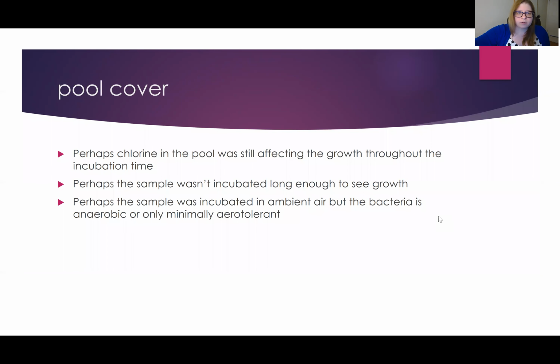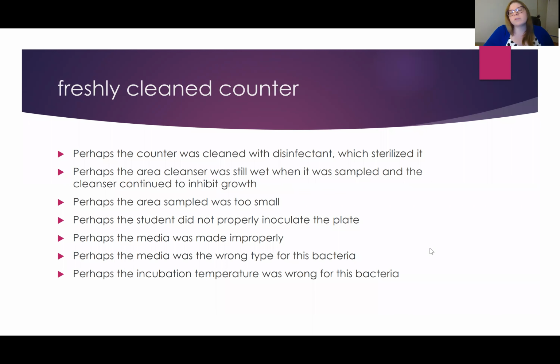So, the first one that had no colonies was the freshly cleaned counter. Some of the theories that I saw were perhaps the counter was cleaned with disinfectant rather than just soap, which sterilized it or came very close to doing so. Perhaps the area still had cleanser on it and the cleanser was still wet, and when it was sampled, it continued to inhibit growth in the petri dish.